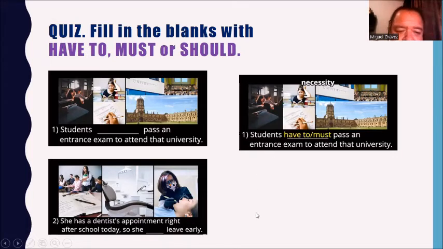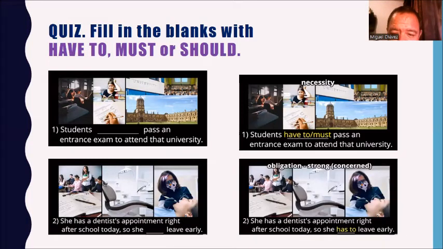Another volunteer for number 2, please. Remember, you have to use have to, must, or should. She has a dentist appointment right after school today, so she has to leave early. Let's check the answer. Okay, in this case, has to, because it is expressing an obligation. Okay, because she has an appointment.